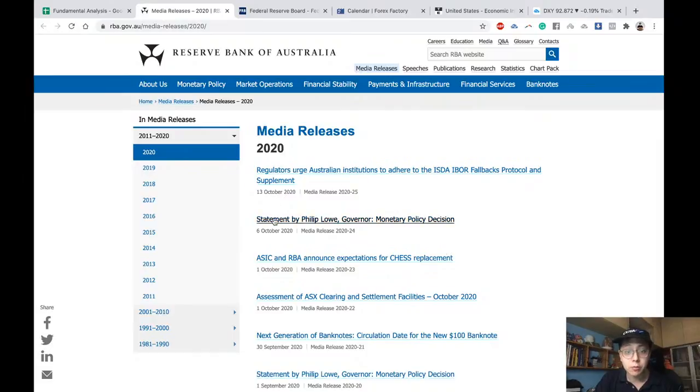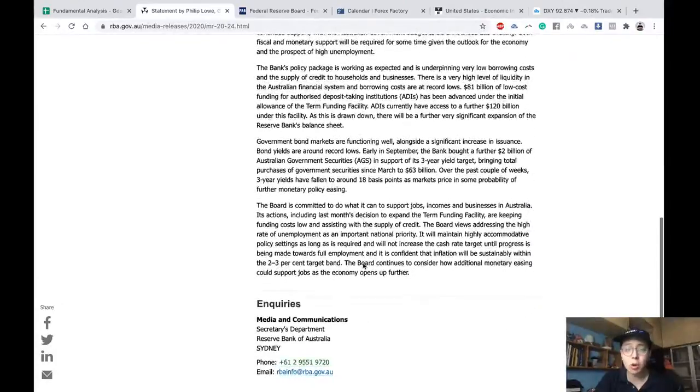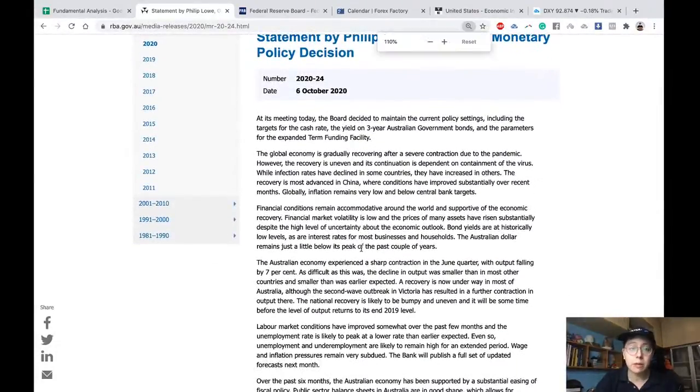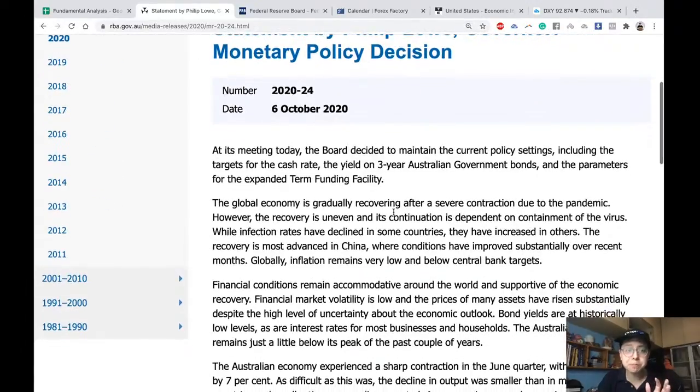You can see over here, this is the statement which was released last week. No, two weeks ago, right? 6th of October. Click into it. To show you again how all this statement works, take a quick glance. It's not that long, maybe 1.5 pages. Same thing, a very quick one. We're gonna go slightly faster on this so that you understand.